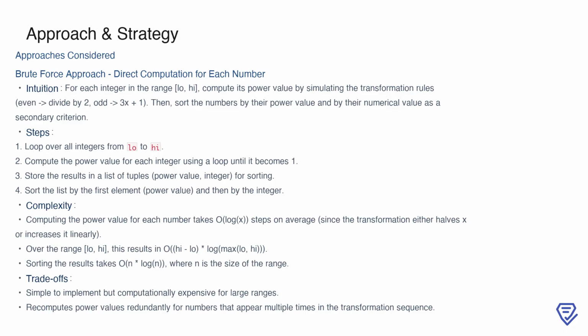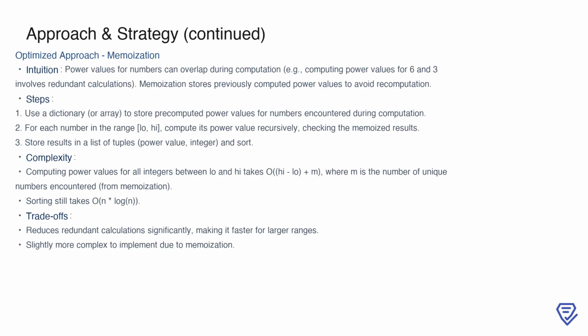The time complexity here is driven by the cost of calculating power values for all numbers in the range and sorting the results, resulting in an overall complexity of O((high - low) * log(max(low, high))). While easy to understand, this approach doesn't scale well for larger input sizes. A more efficient strategy is the optimized approach using memoization.